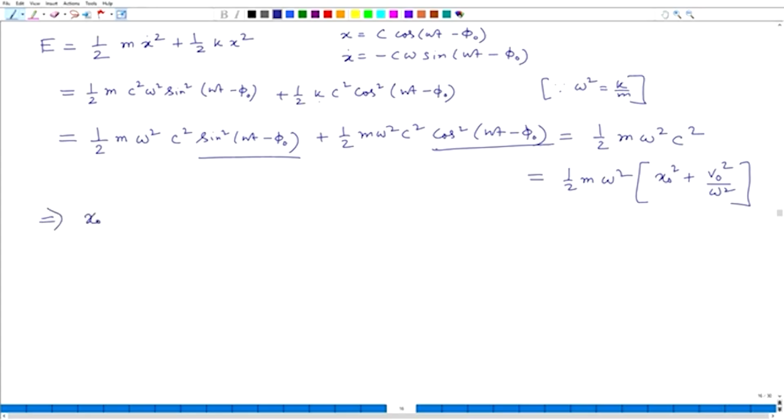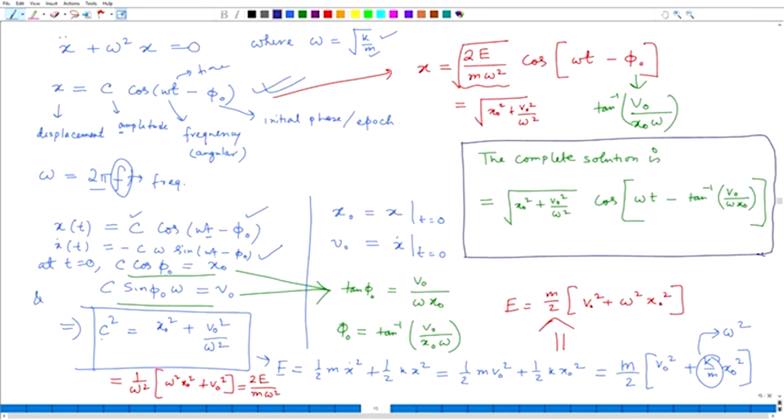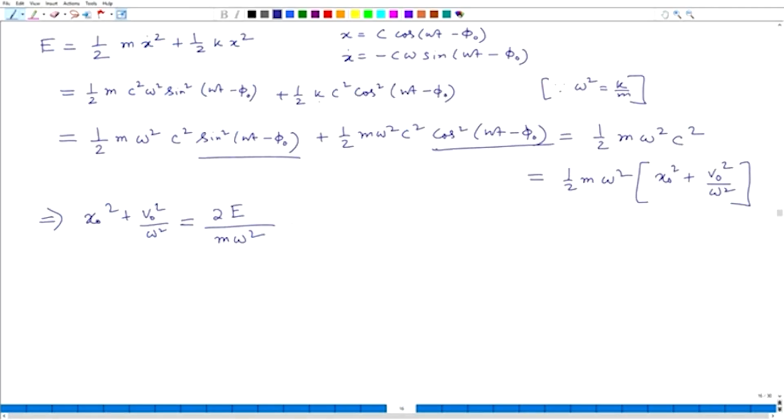and that is exactly, you can write here, x0 square plus v0 square by omega square is equal to 2E by m omega square. So, that is exactly what we got here as well. So, this is a way to cross check just by directly putting the exact solutions of the motion.